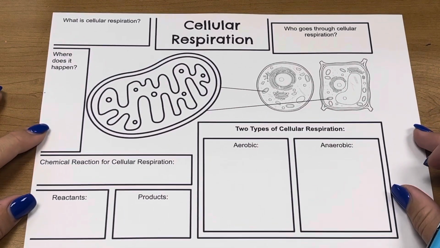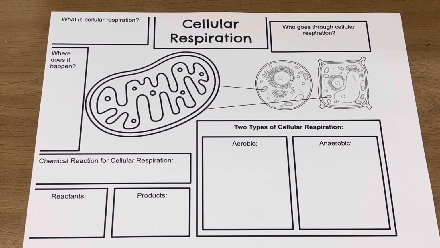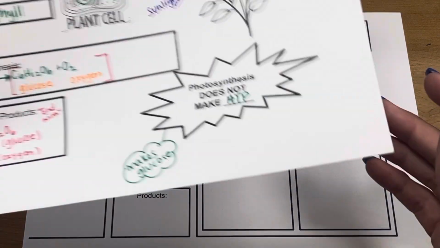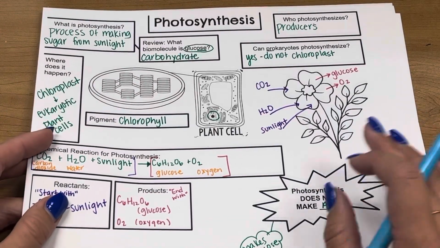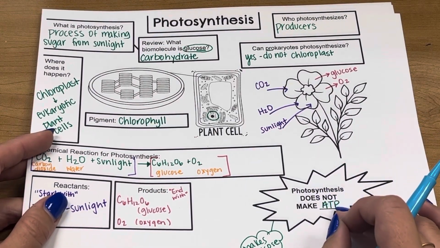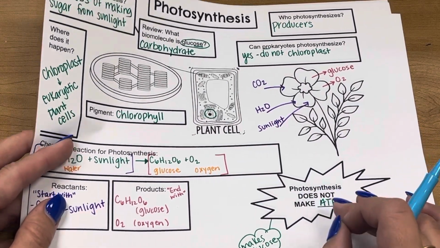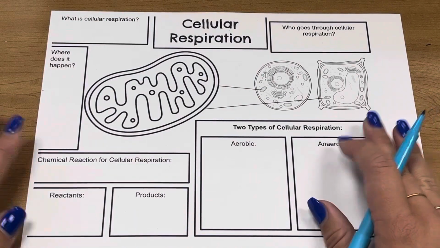Hello, let's go ahead and talk cellular respiration, the other half of our cell energy cycle. So in the last video, we talked about photosynthesis and we went through and looked at the chemical reaction for that. We looked at how glucose is produced. If we do a little review of our note sheet for that, we can see that photosynthesis does not make ATP.